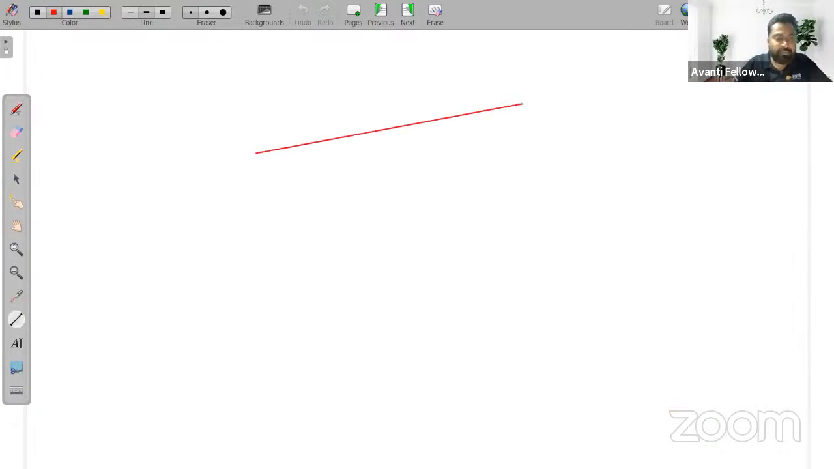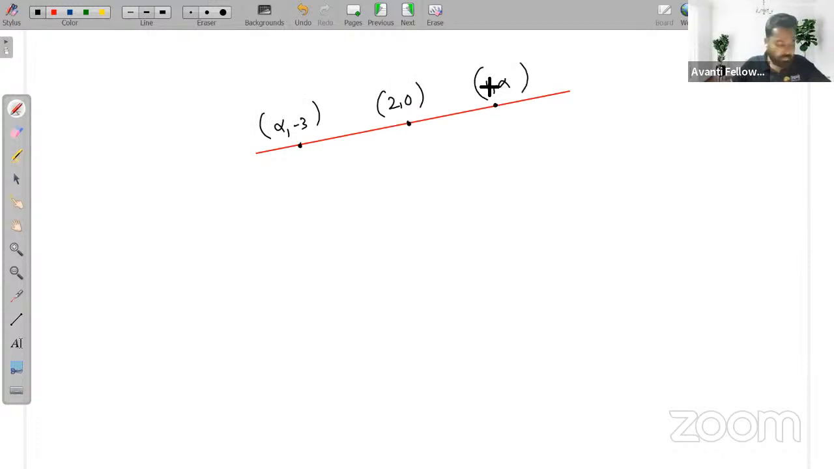So it is given that there are 3 points. First one is alpha minus 3. Second point is 2, 0. And third one is 1 alpha. Suppose these points are A, B, C.